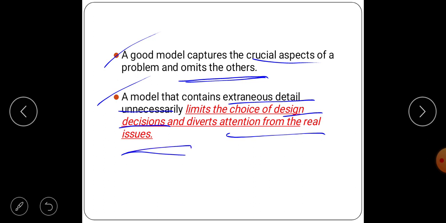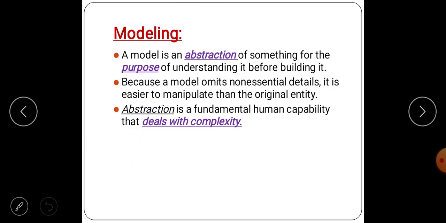Means the real issue will be hidden when there are extreme details. If unnecessary extra detail is there, it is going to hide or divert the attention from the real issue and it is going to limit the choice of design decisions. Okay, this is abstraction.